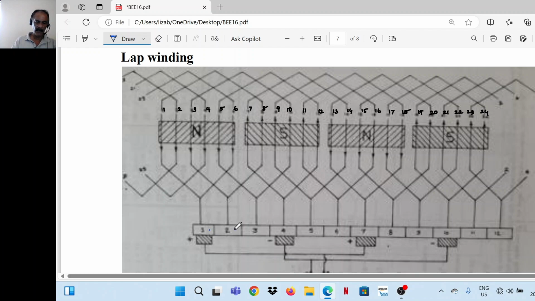Now these are commutator segments. There are 12 commutator segments, 24 conductors and 12 commutator segments. Now let's see the connection pattern. Say, from commutator segment 1, this is the positive brush. From here the connection is made to conductor 1. Then it goes to 8. 8 goes to 3. 3 goes to 10.